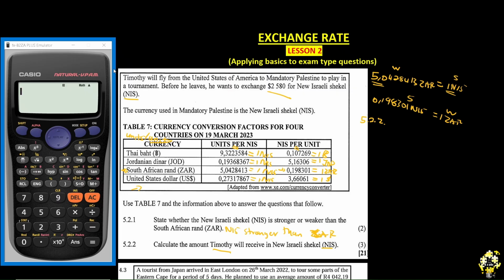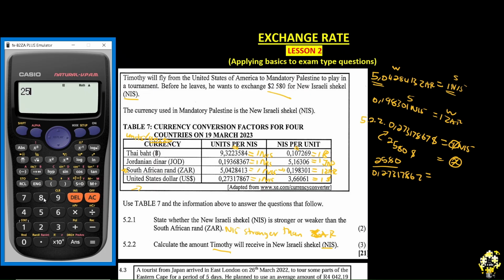Let's start with that one: 0.2731787 US dollars can earn you 1 NIS. This is a lot of writing. So where are our dollars? They are on the left. So we are going to say 2,580 US dollars, we put an X. What do we cancel? An X and a 1. When they're on the same side, we divide this one by the other one. So it's going to be 2,580 divided by 0.27317867.